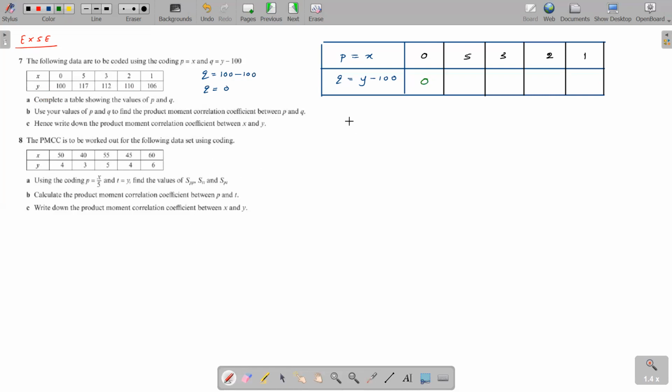The next one, Q equals Y minus 100. The second Y value we have is 117. So 117 minus 100, Q is 17. Can you all understand? The next Y value is 112, so substitute 112 here. Q equals 112 minus 100, so that's going to be 12. The next Y value is 110, so 110 minus 100 is going to be 10. Next one, 106, so 106 minus 100 is 6. All right, guys.